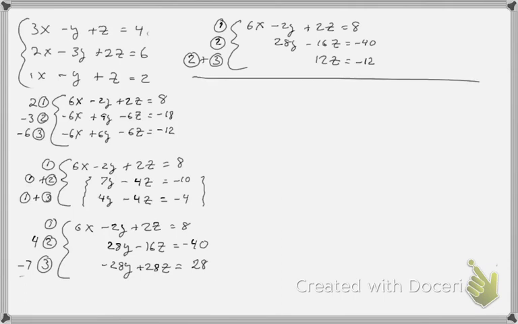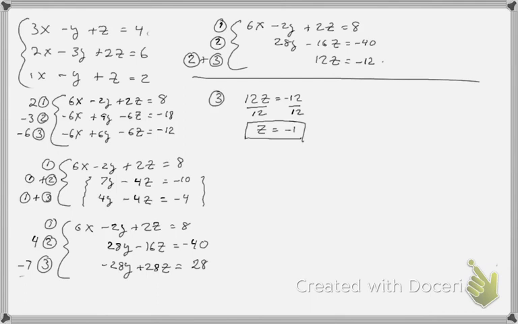Once I'm here, I can start solving my equations for the variables and back substituting them into the system to get the other variables. When you look at equation 3, that tells me that 12z has to equal negative 12. If I divide both sides by 12, I'll have solved for z, and I'll know that z is negative 1.